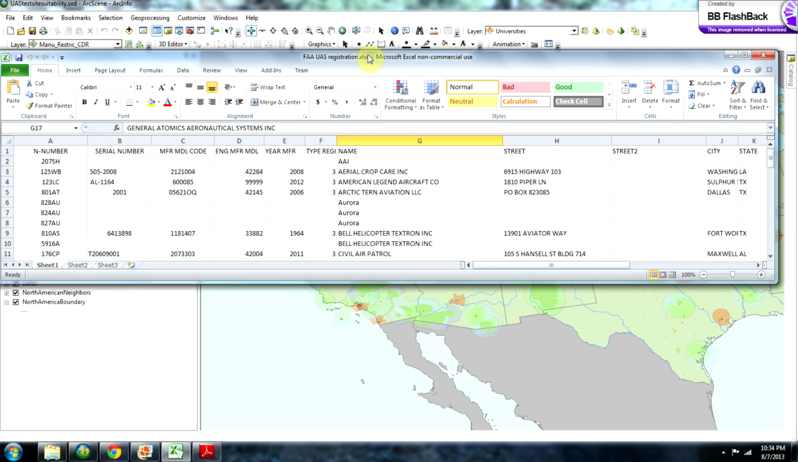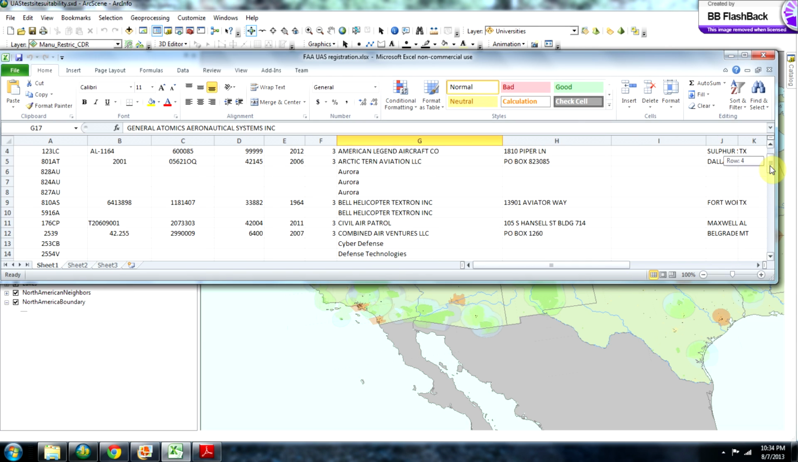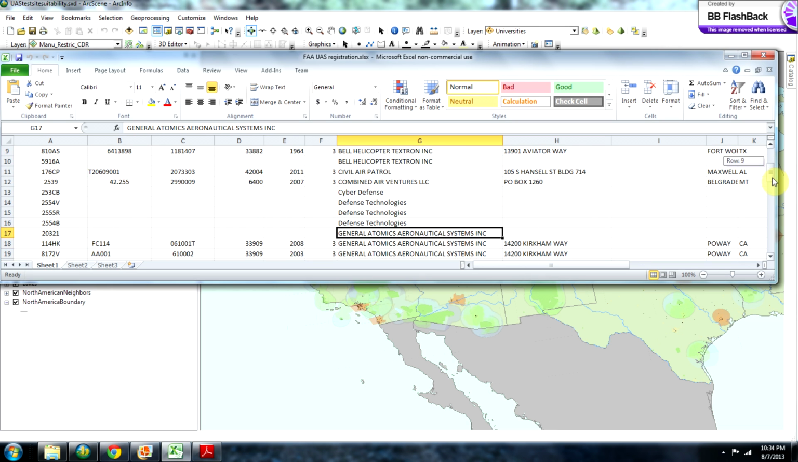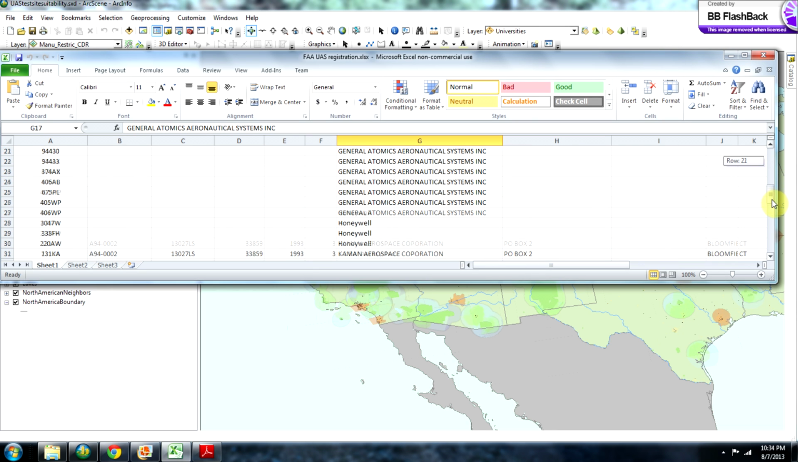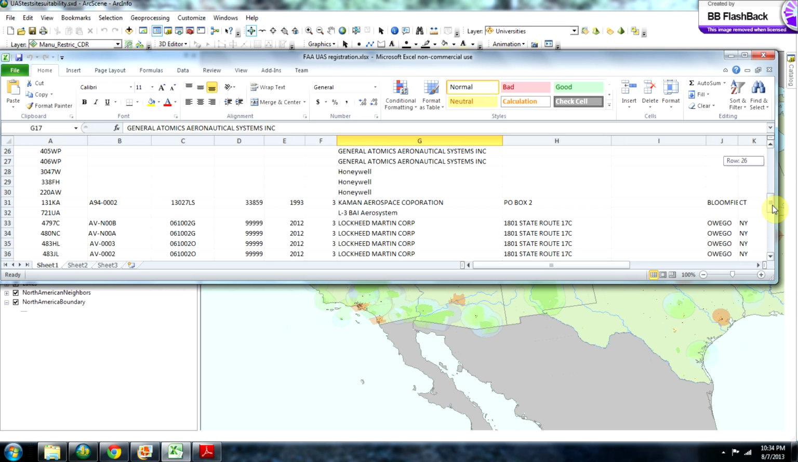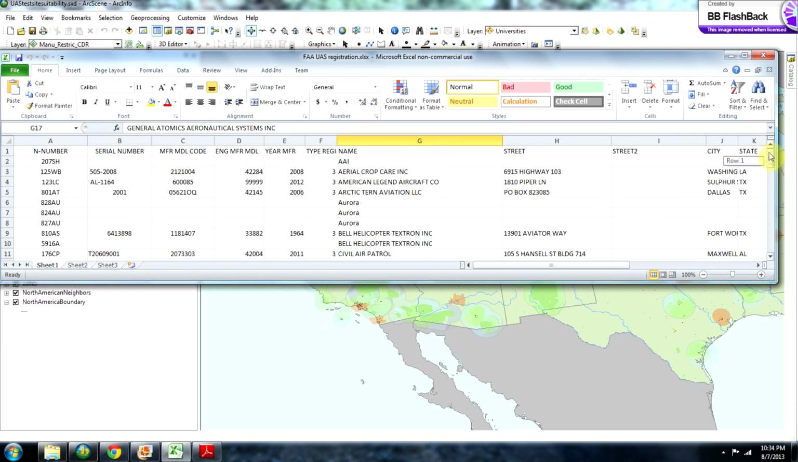Oh, here's a little bit more data. For example, this is a FAA registration of actual aircraft, and you can go onto an FAA database and find this stuff. So you see General Atomics here. This is the actual aircraft with the registration numbers, serial number, manufacturer code, year it was manufactured, where they're located. So I've done quite a bit of research here.